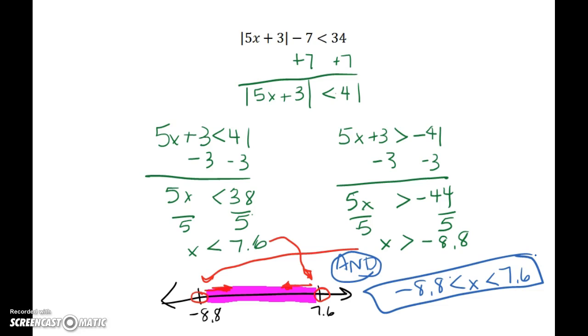So just to recap, when we have an absolute value inequality that has a greater than sign, that's an OR compound inequality. With the less than sign, you're going to have an AND inequality.